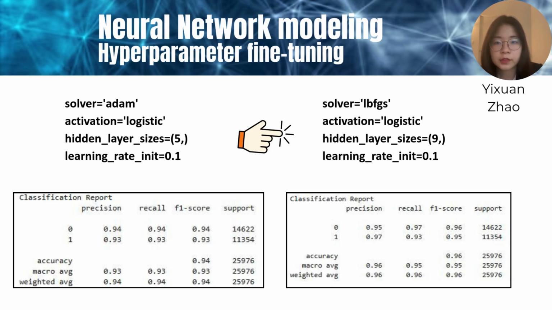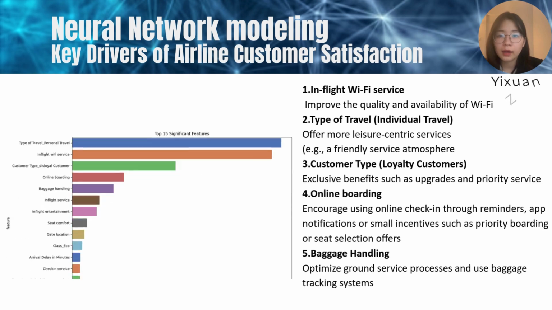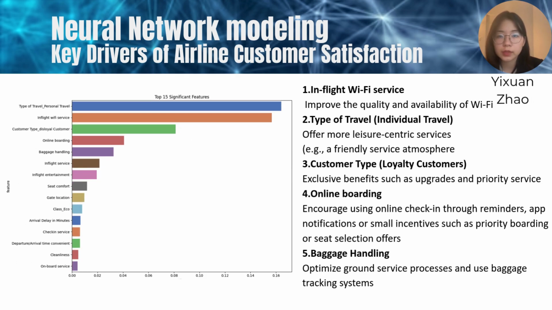With this adjustment, the ANN shows a significant improvement, especially in identifying satisfied customers. Accuracy increased from 93% to 95%, and the precision improved from 93% to 96%. This indicates the model became more accurate and reliable for real-world application. I also use feature importance to explore the key drivers of satisfaction.